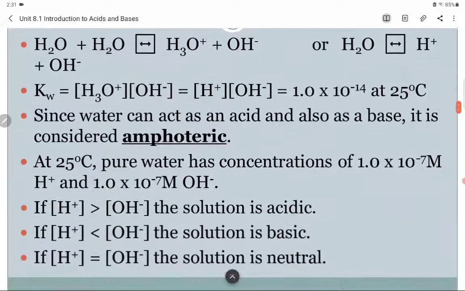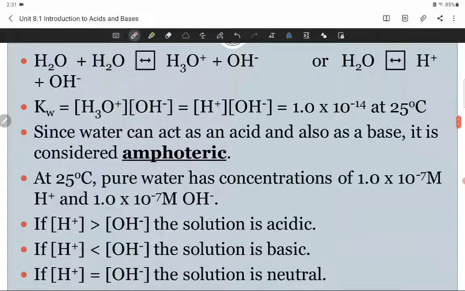So we did talk about water, and water is called an amphoteric substance because it can act as an acid. Maybe we'll call this one the acid, and we can call this one the base. So if it acts as an acid or a base, it's amphoteric.